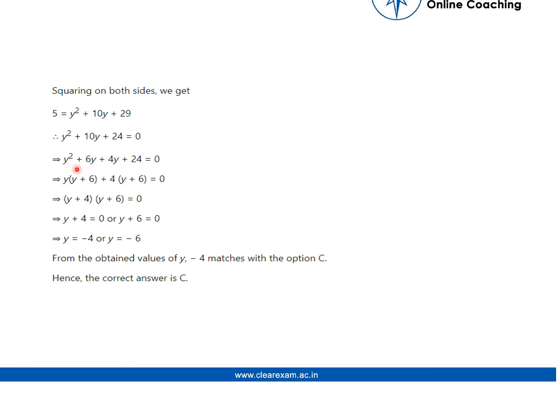So taking out the common part, that is y, from the first two terms, and taking out 4 from the last two terms, it comes out to be (y plus 4) multiplied by (y plus 6) is 0. So putting either factor to 0, we have y is minus 4 or y is equal to minus 6. From the obtained values of y, minus 4 matches option C, so C is the correct answer. So that's it.